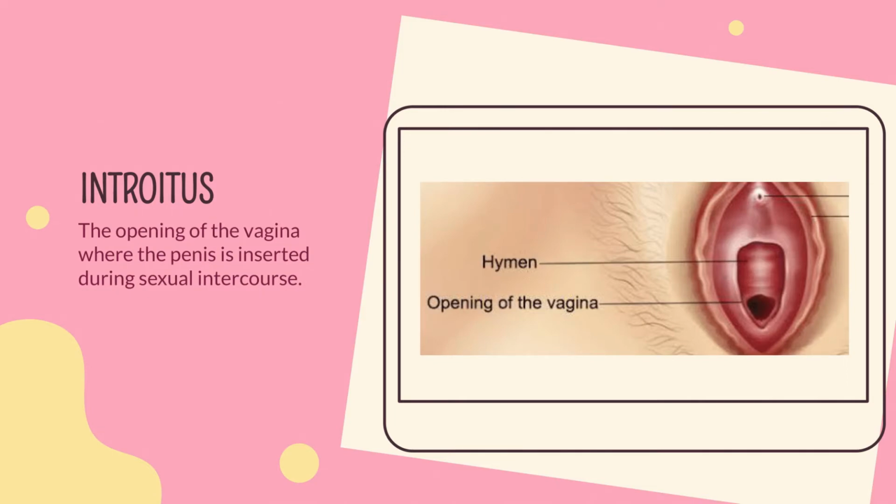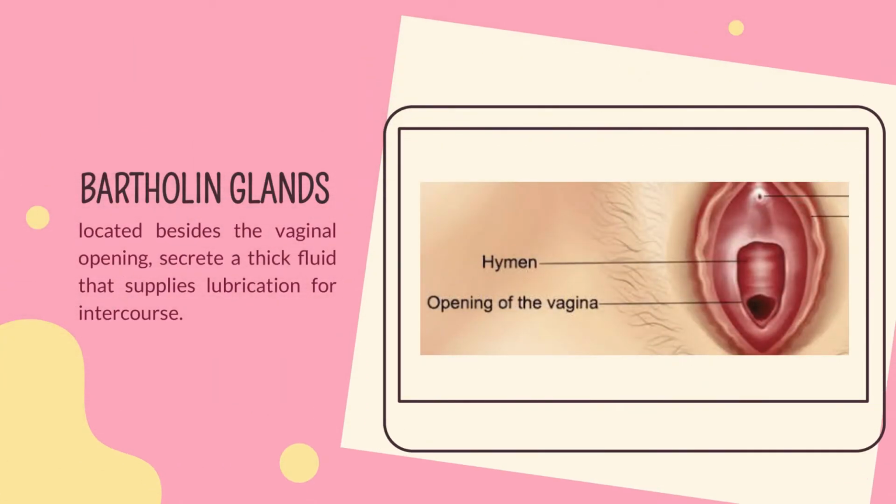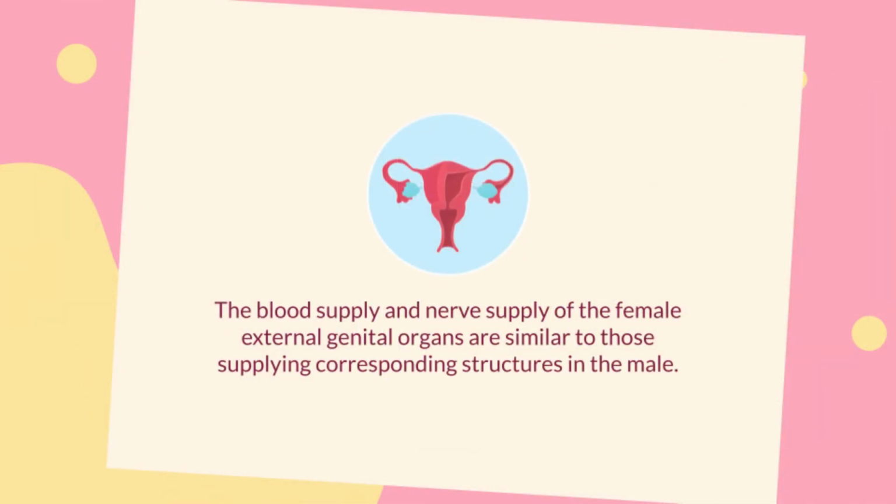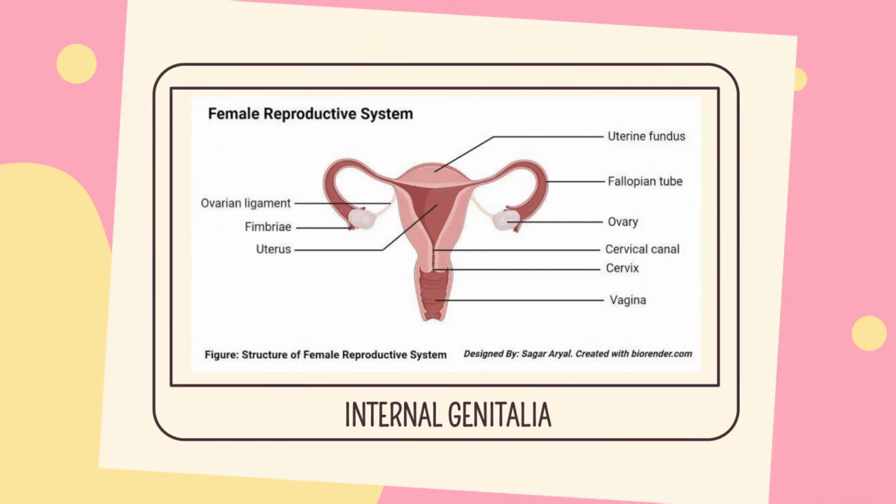The vaginal opening is the entryway for the penis during sexual intercourse, the exit for blood during menstruation, the baby during birth, and also when stimulated. The Bartholin glands located beside the vaginal opening secrete a thick fluid that supplies lubrication for intercourse. Additionally, the blood supply and the nerve supply of the female external genital organs are similar to those supplying corresponding structures in the male.